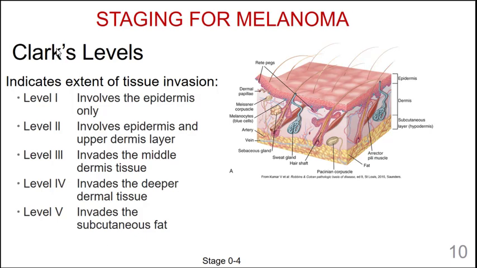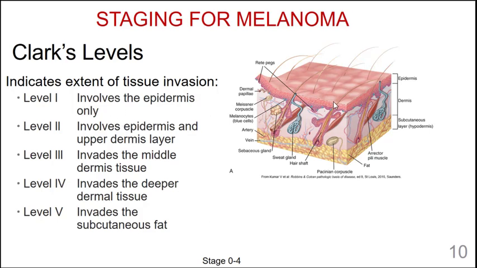So when somebody is diagnosed with malignant melanoma, they can be given a level, and the level under this Clark's level can indicate the extent that that melanoma has invaded the tissue in the area. And so we have levels 1 through 5, and if you read through these, you'll see that as you progress from 1 through 5, you have an increase in the extent of tissue invasion.